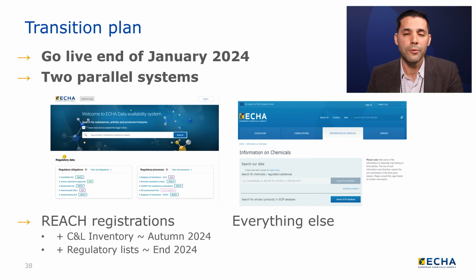After Autumn 24, rich dossier and CLP inventory will be in the new system, but regulatory lists is still in the old one. After the end of 2024, some information will still remain in the old platform. For example, biocides, PIC lists, SCIP, etc. And the transition will continue.